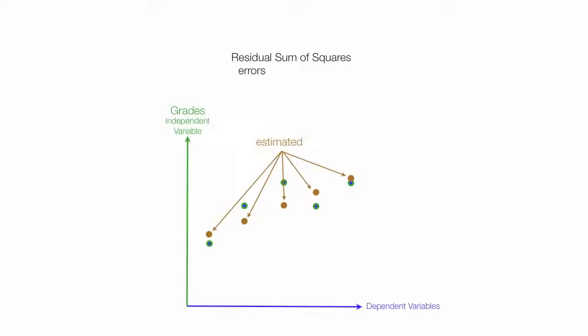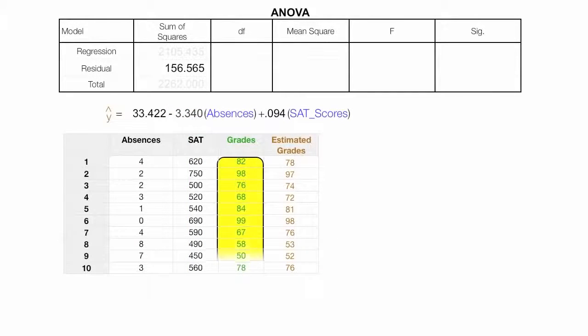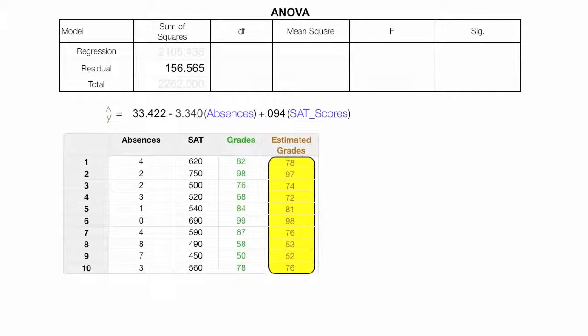And I'm going to look at the distance between those two. So I'm going to take the distance between my actual and my estimated. Now I'm going to take my grades and the difference between grades and estimated grades. Remember, estimated grades are just my actual values plugged into this equation. And that would give me 78 for student 1. That's where that 78 comes from.